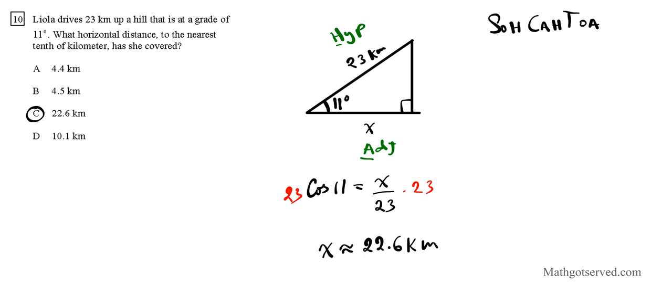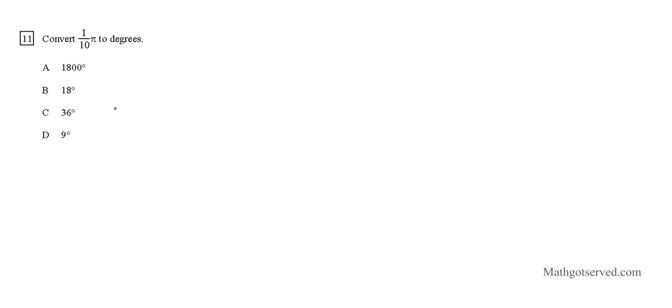All right, let's take a look at question 11. It says convert 1 over 10 pi to degrees. All right, so we're converting 1 over 10 pi to degrees. So in this case, we can write 1 over 10 pi as pi over 10, and then multiplied by 180 over pi. So the pi's divide out. The zeros divide out. If you multiply across, you have 18 degrees.